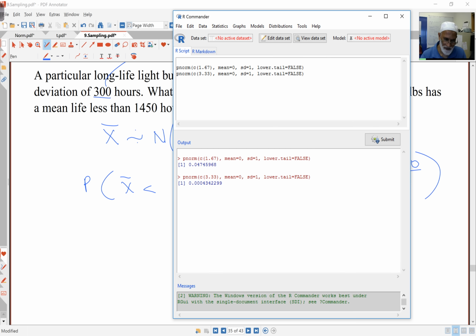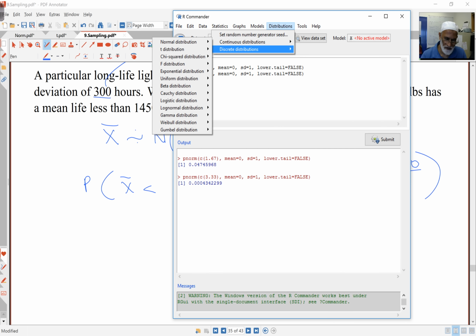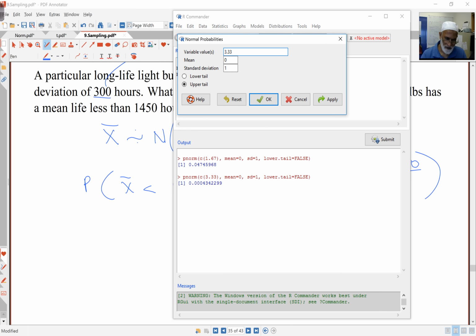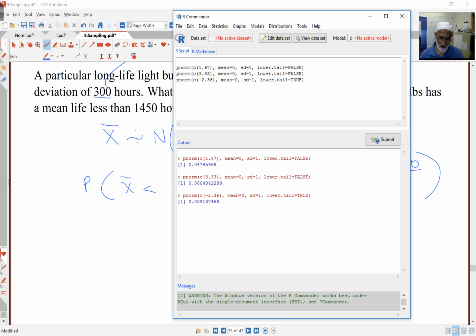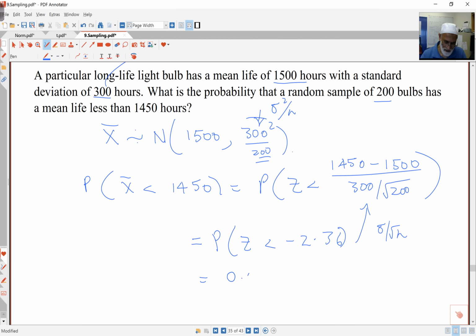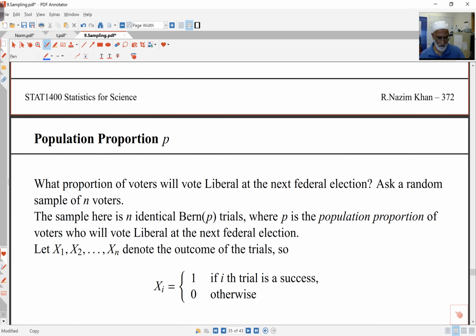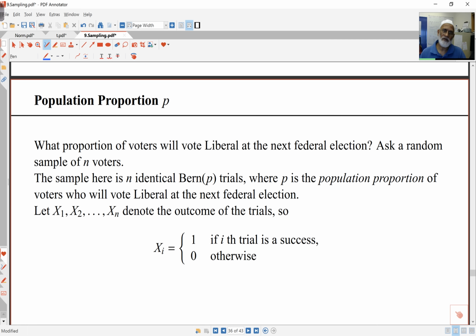If I get probabilities from R again, distributions, I want negative 2.36, and in this case I want a lower tail probability. And I get 0.0091. Not very often will I get a sample mean with a value less than 1450. Okay, so that finishes our sample mean.